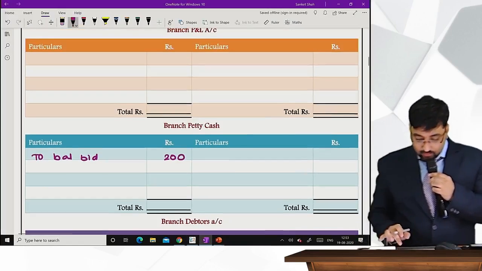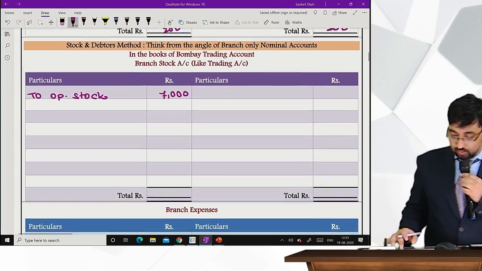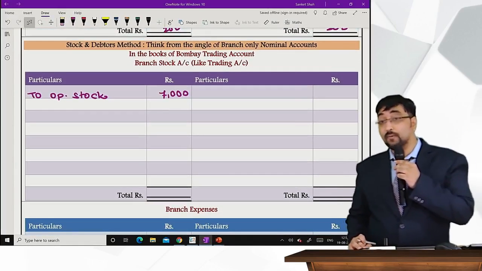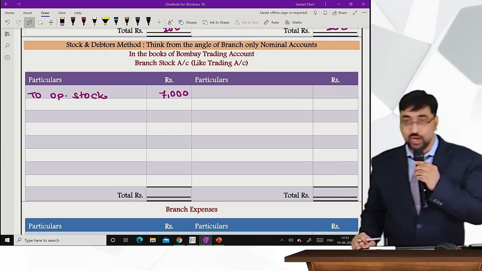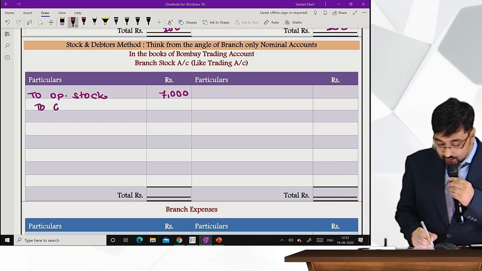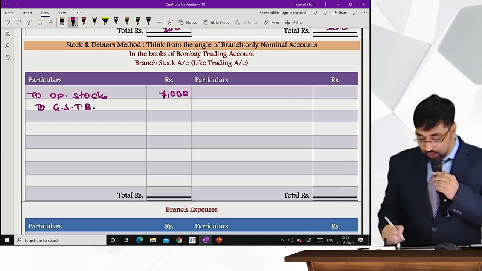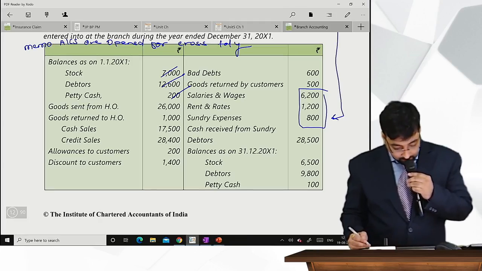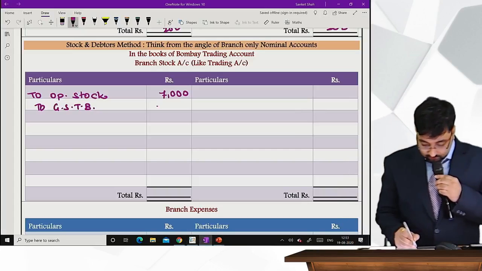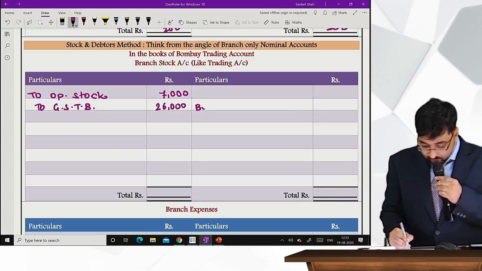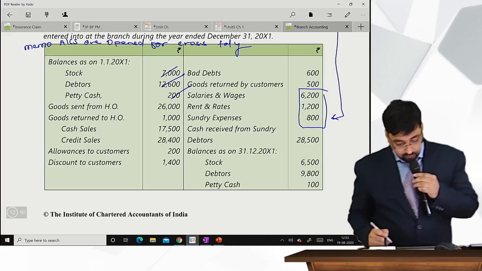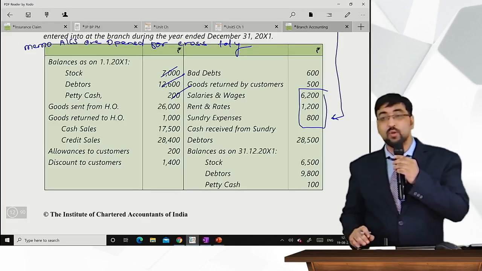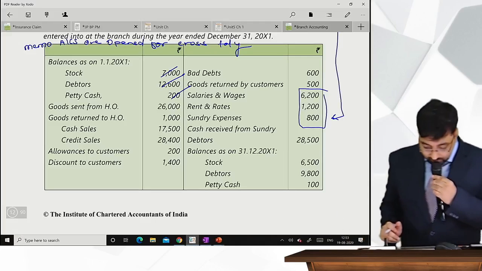Next one, GSTB, we'll write it in branch stock account because what is the entry? We have to think from the angle of branch. So entry will be here. GSTB account debit, goods comes in to HO. HO we have not opened. So GSTB will transfer it to branch stock account. So to GSTB, what is the amount? 26,000. And on opposite side, you can write by GSTB return. This is 1,000. Second effect we have not given because it is to HO account, and HO account we have not opened.